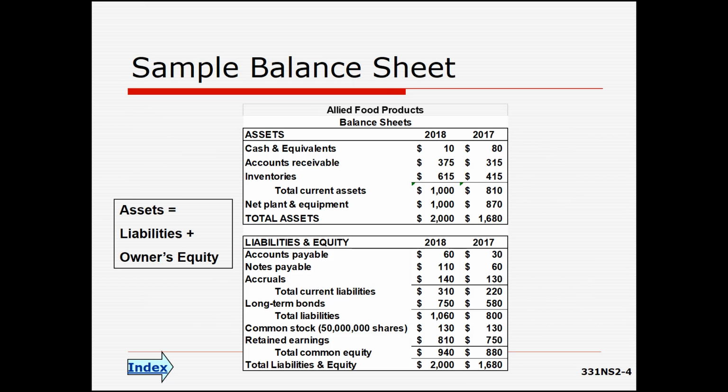Allied's balance sheet is pretty straightforward. Assets consist of cash and cash equivalents, accounts receivable, and inventories under current assets, plus net plant and equipment. Liabilities include accounts payable, notes payable, and accruals under current liabilities, plus Allied has long-term bonds outstanding. Shareholder common equity includes both common stock and retained earnings, consistent with the basic balance sheet equation, assets equal liabilities plus equity. As is fairly typical, we report Allied's balance sheet numbers for 2 consecutive years, 2017 and 18. Note that Allied's cash position has deteriorated significantly, yet total assets have increased due to the increase in net plant and equipment. Total liabilities increased as well due to the increase in notes payable and long-term bonds.